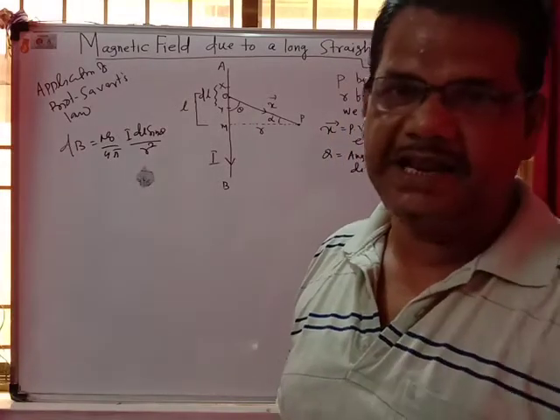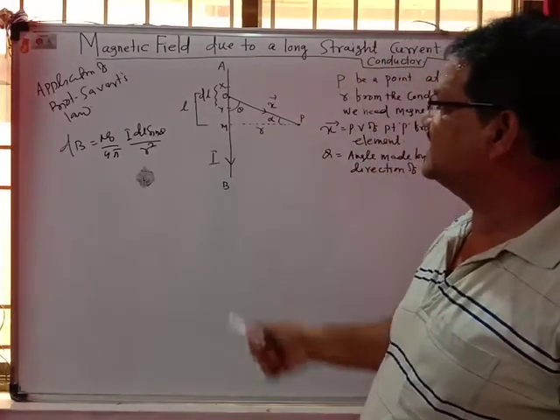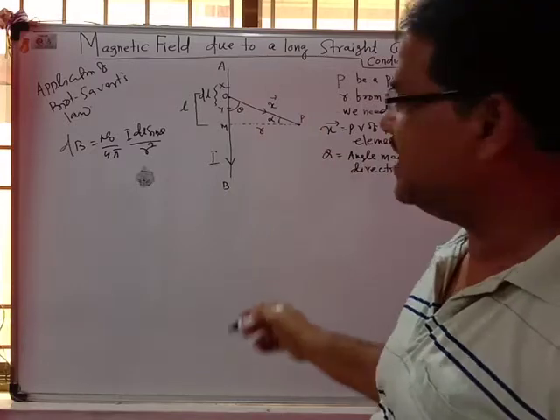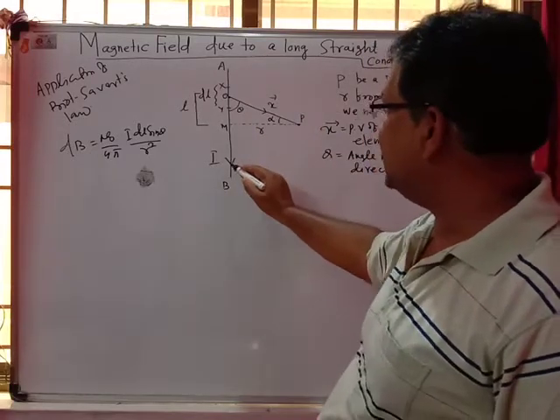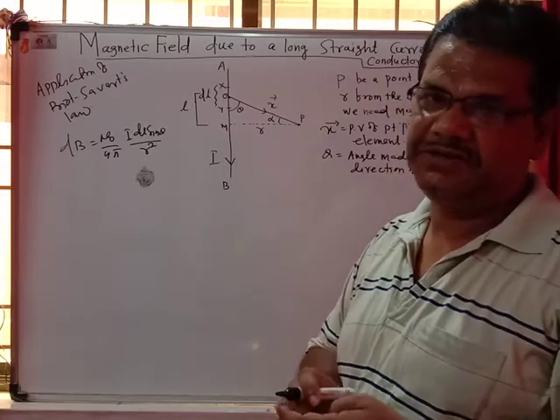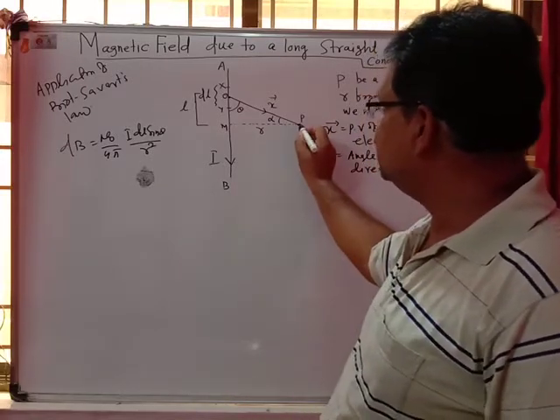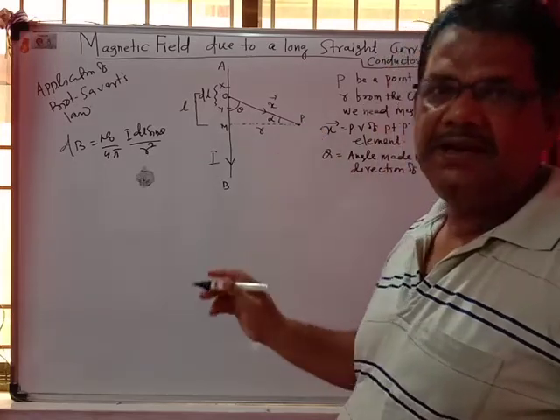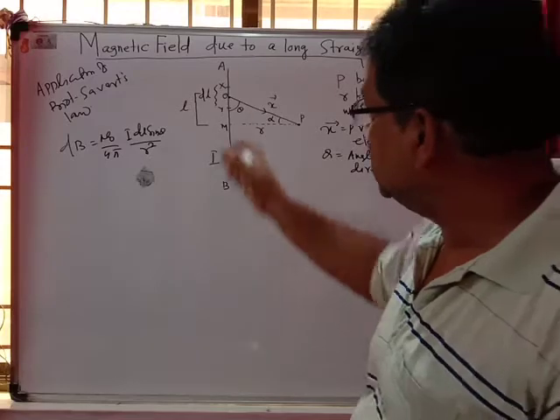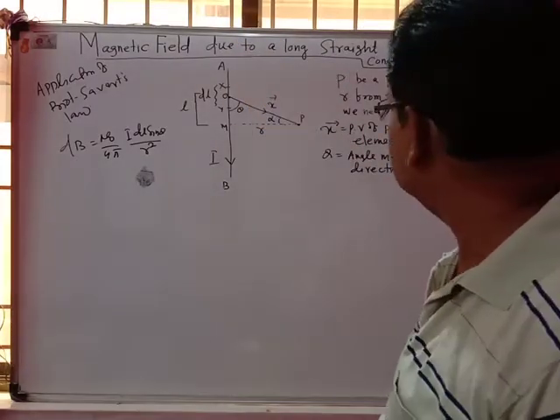What will be the magnetic induction? You know it. If you apply this law to a long straight conductor, AB is a long straight current carrying conductor that carries current I. What will be the magnetic induction at a point near the current carrying conductor? P is the point where you want to find the magnetic induction due to the long straight current carrying conductor.